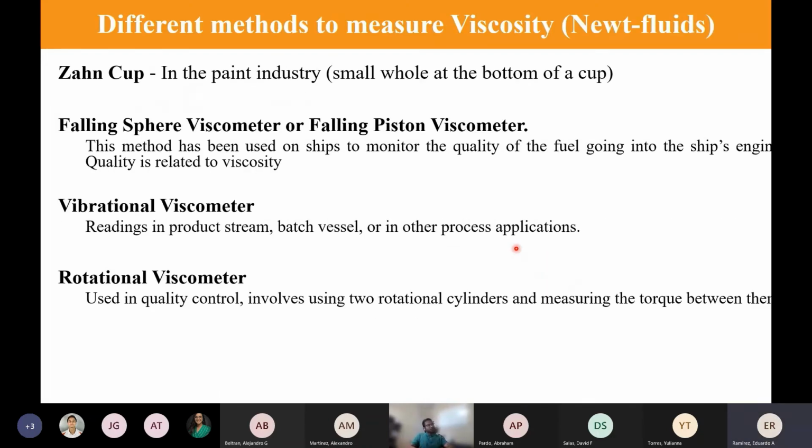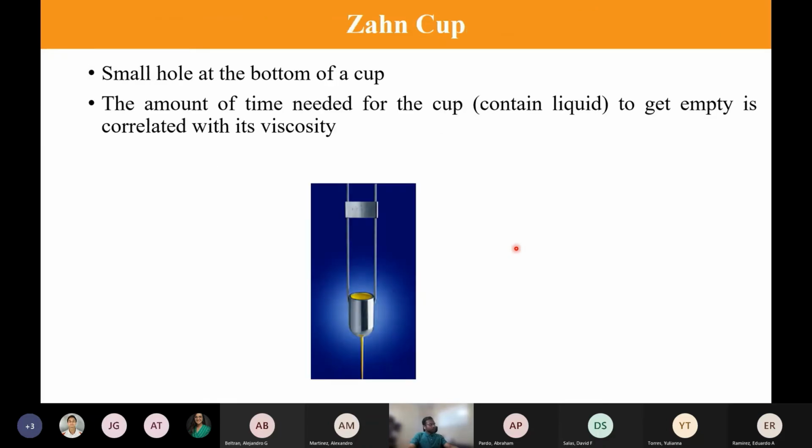Okay, so now different methods of measuring the viscosity. There are a few names up there. First one would be the Zahn cup. The concept is pretty straightforward. Take a bucket, make a hole at the bottom, let the fluid slip through the hole, and just measure how much time you need to empty the bucket. The more time you need, the more viscous the fluid is, and they mostly use it in the painting industry.